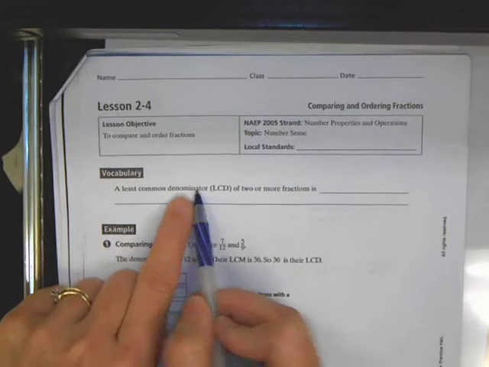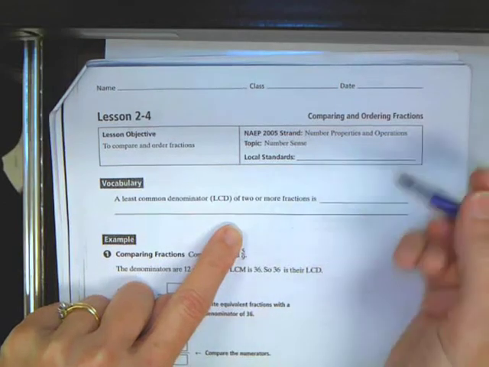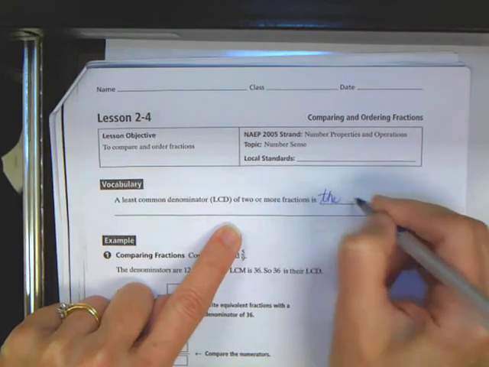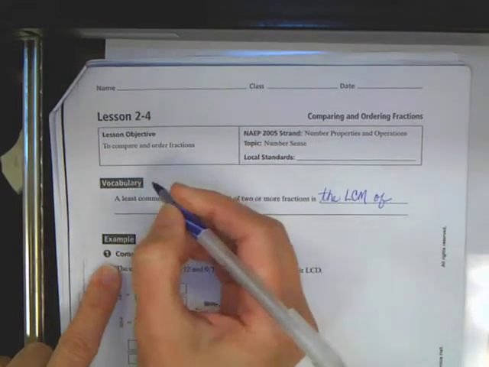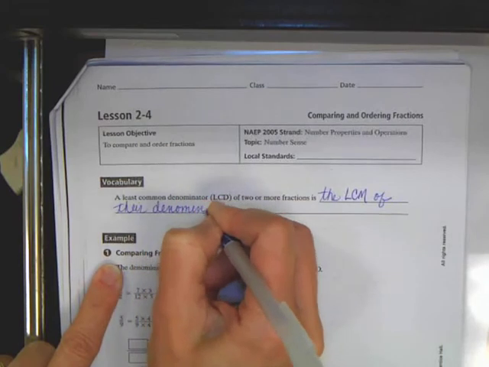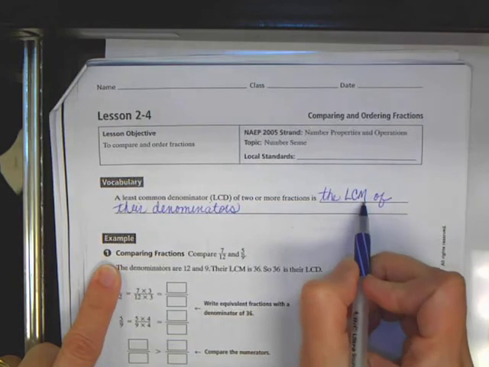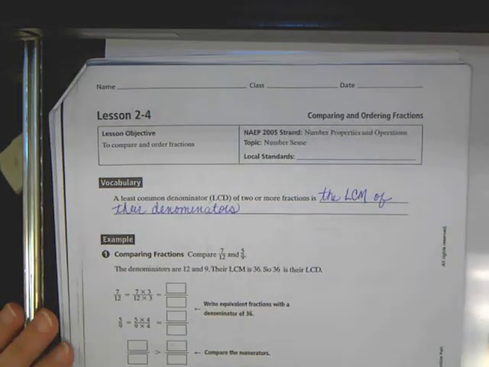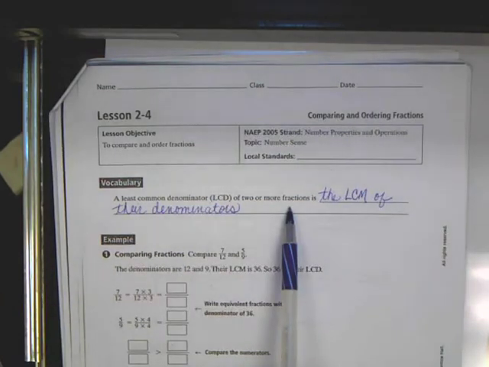A least common denominator, abbreviated LCD most often, of two or more fractions is the least common multiple, LCM, of their denominators. Remember, LCM is least common multiple. We find multiples by skip counting, as you'll recall. We'll use these when we're trying to compare and order fractions.